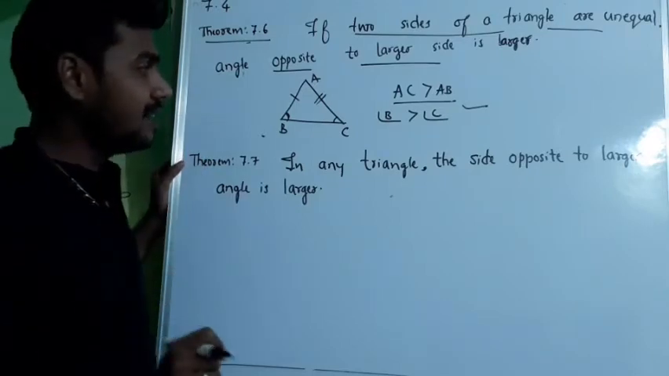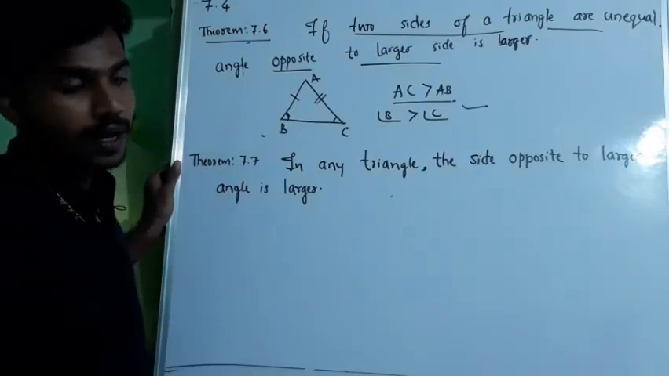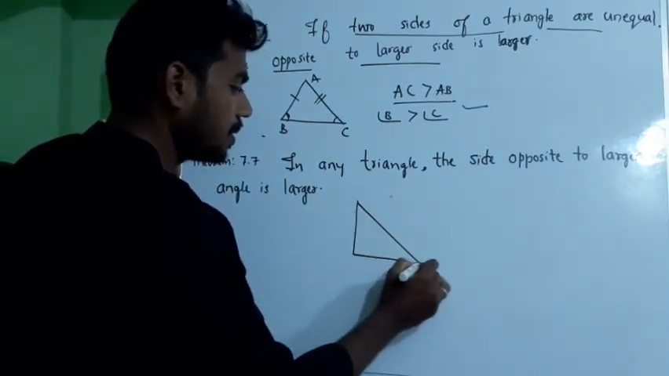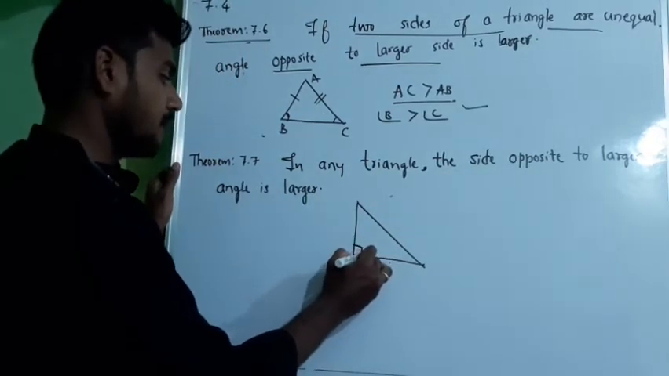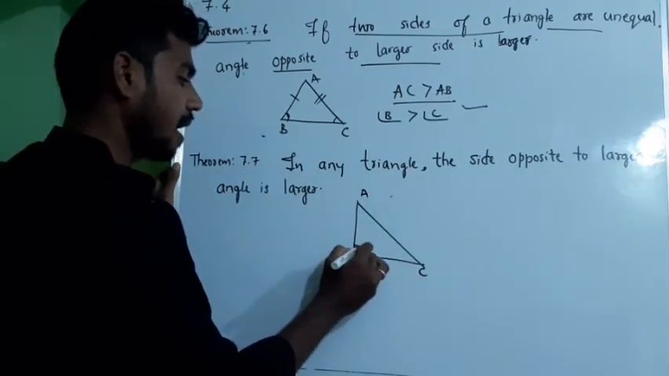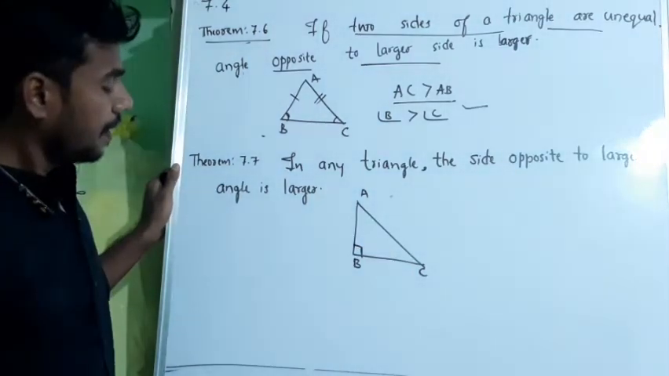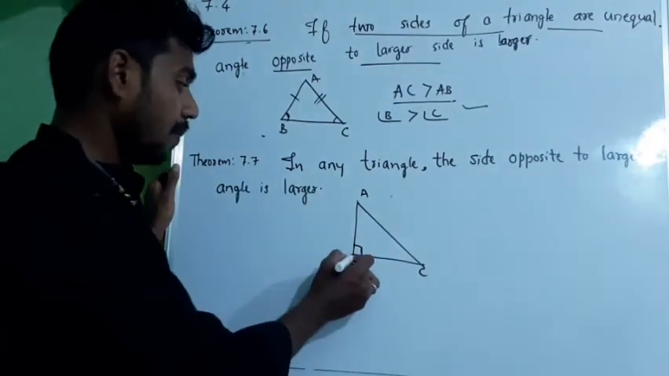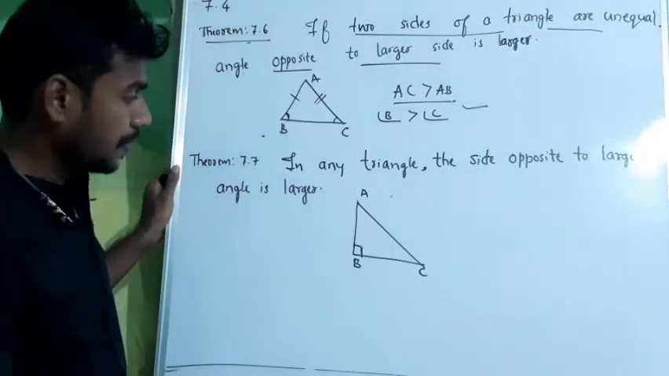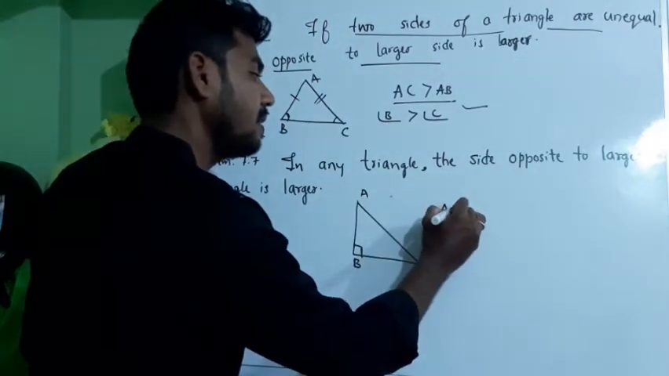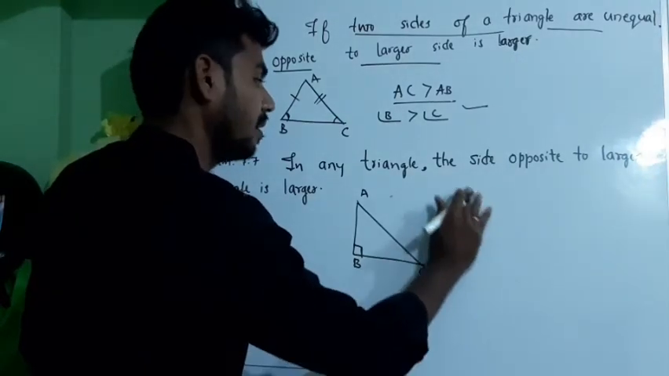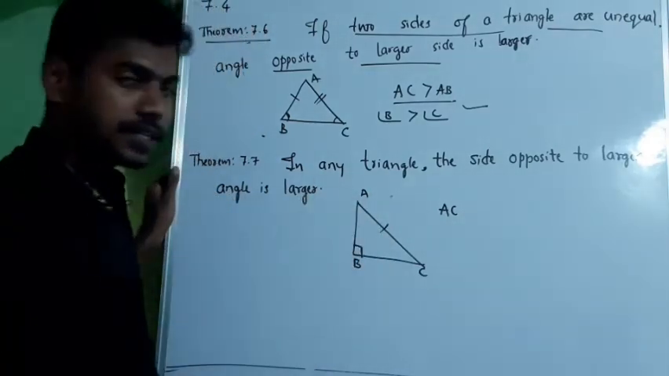Next, theorem number 7.7. In any triangle, the side opposite to the larger angle is larger. See, if I take a right angle triangle, everyone knows about it. Suppose ABC is a right angle triangle, right angled at B. So B is the greater angle compared to the other two angles. So AC is the larger side, the hypotenuse will be larger.